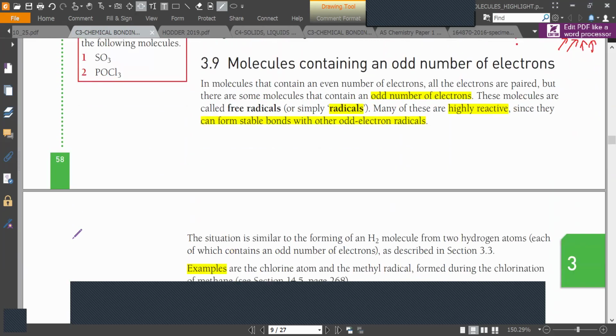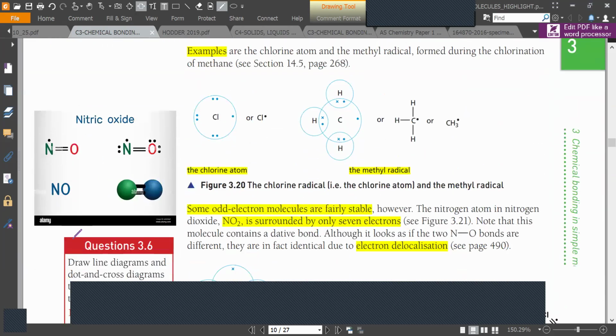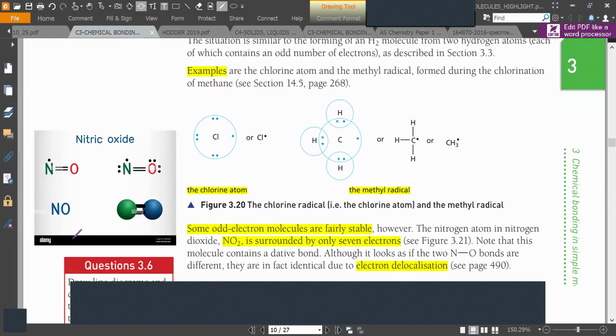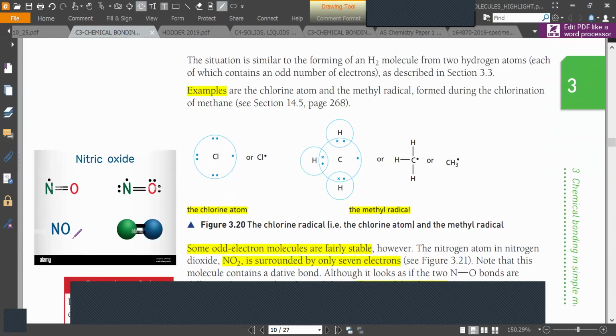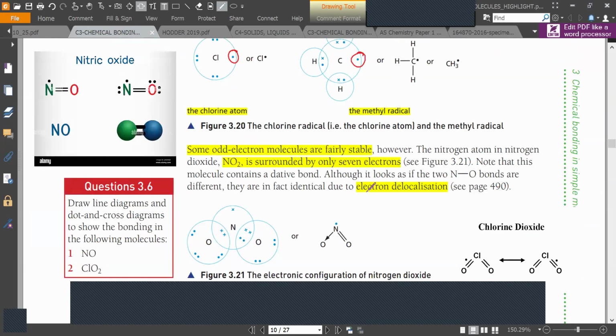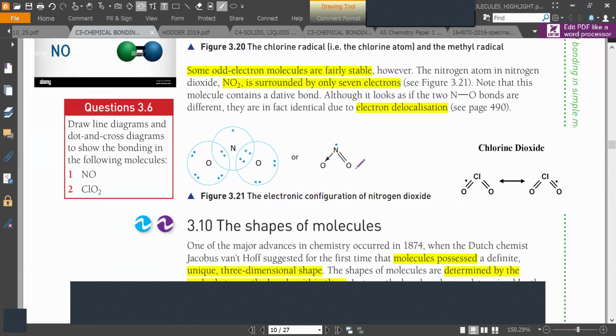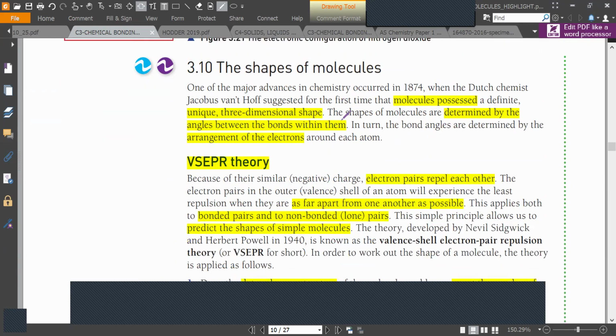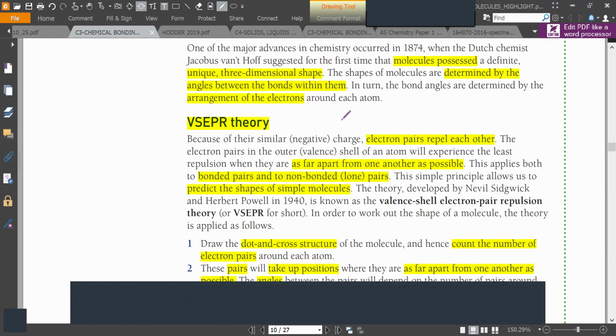Okay, so we can also have an odd number of electrons. This one doesn't get asked frequently, so maybe we can just skip ahead. It just has an unpaired electron. The unpaired electron wants to pair up, so normally it's more reactive. We have other examples where we have the unpaired electron, but it can be stable also. It depends. Okay, next, the shape of the molecules, VSEPR theory.